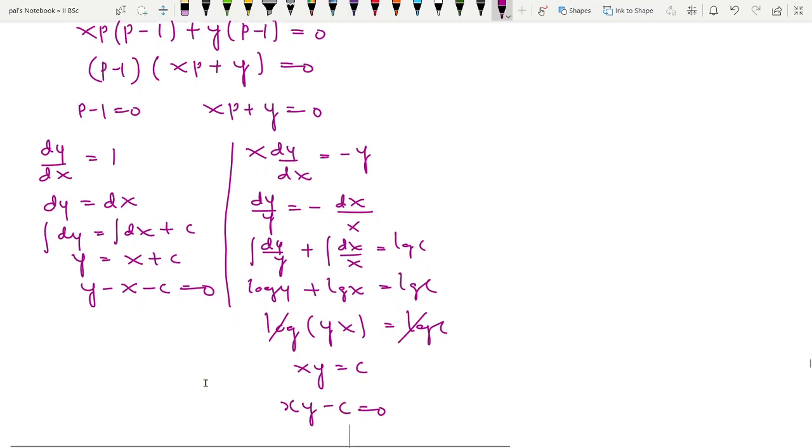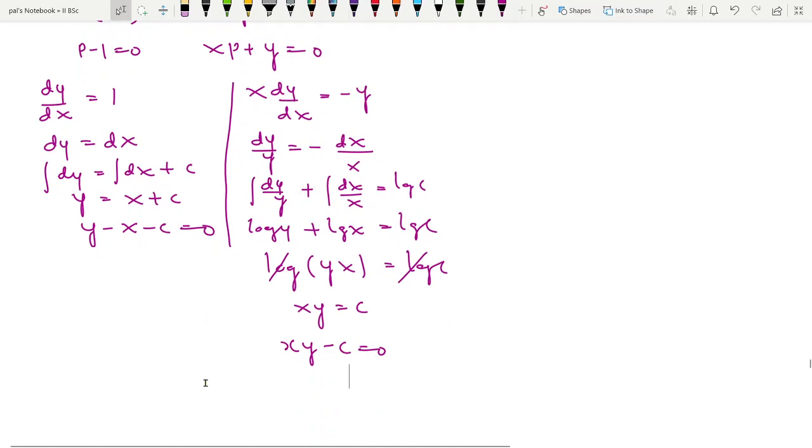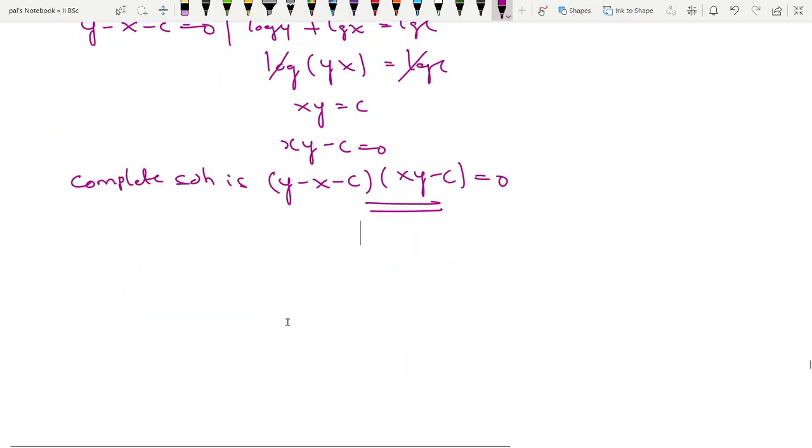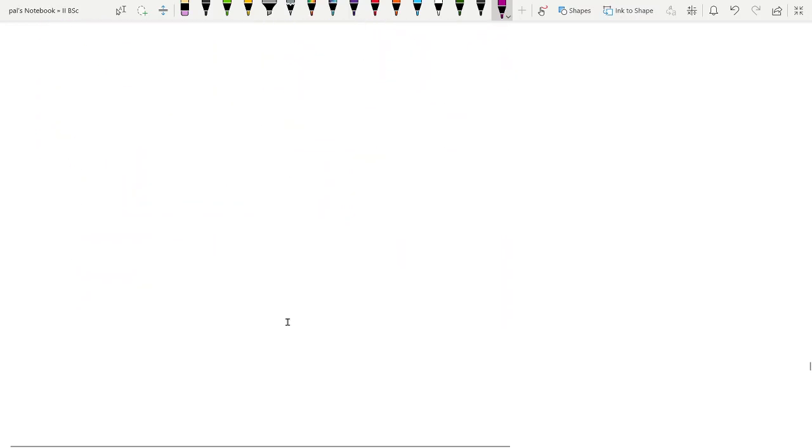Okay, finally you write the complete solution. Complete solution is y minus x minus c into xy minus c is equal to 0. Okay, so like this we can solve first order higher degree differential equations.